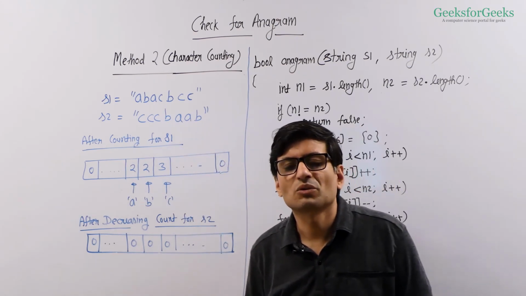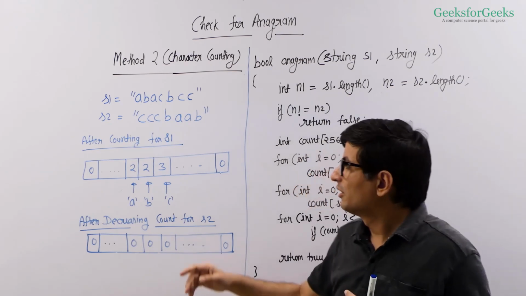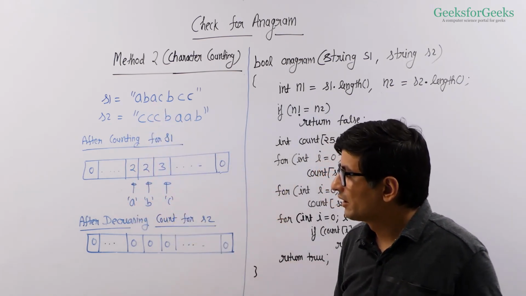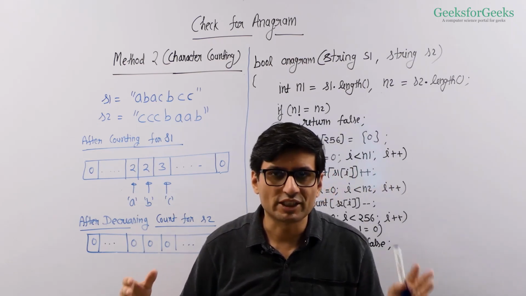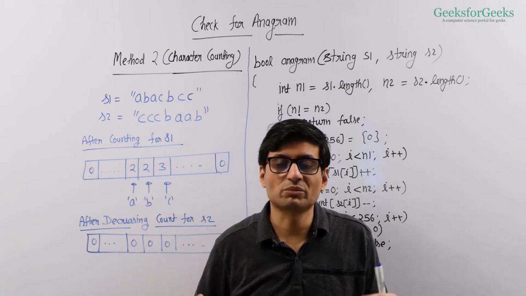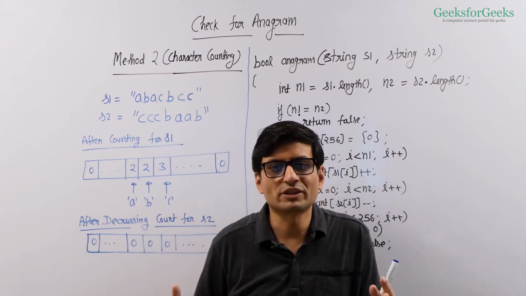First thing we do is we count occurrences of all characters in string 1. So we have the count of A as 2, count of B as 2, count of C as 3. So we make an array of size 256 because maximum different possible characters are 256. The character set is 256 in size.